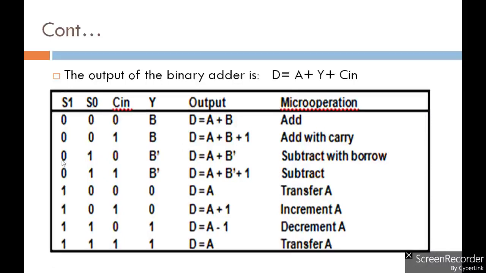After that, if we give S1 equal to 0 and S0 equal to 1 and Cin equal to 0, then the output of the multiplexer will become B dash and the circuit will perform subtract with borrow. A plus B dash means subtract with borrow. Then next, if we apply S1 equal to 0, S0 equal to 1 and Cin equal to 1, then the output of the multiplexer Y will be equal to B dash. So the circuit will perform A plus B dash plus 1, that is a subtraction operation.